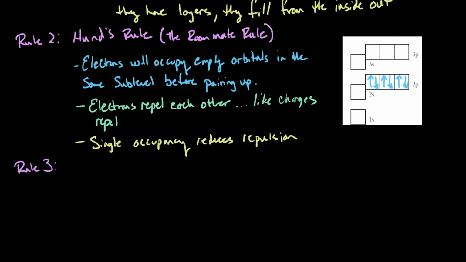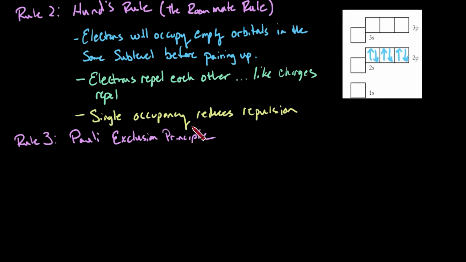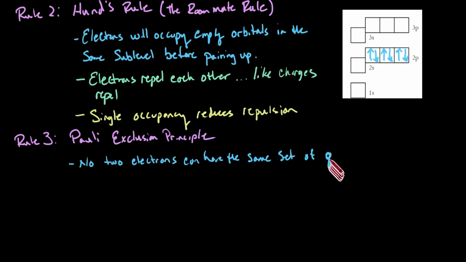Which is the Pauli exclusion principle. The Pauli exclusion principle says that no two electrons can have the same set of quantum numbers.